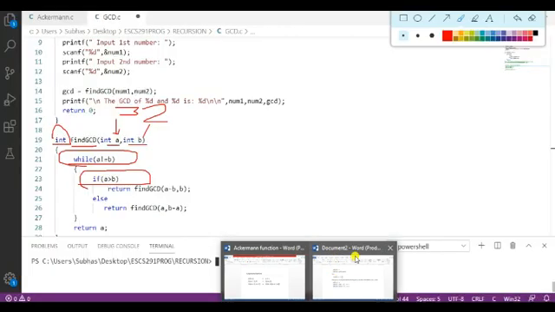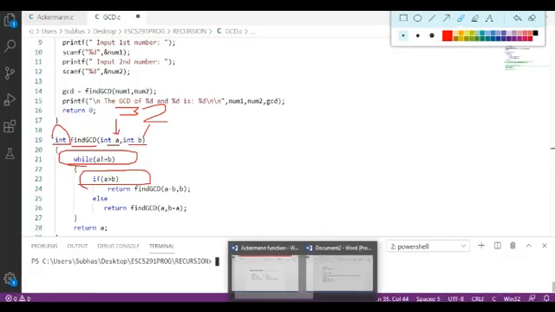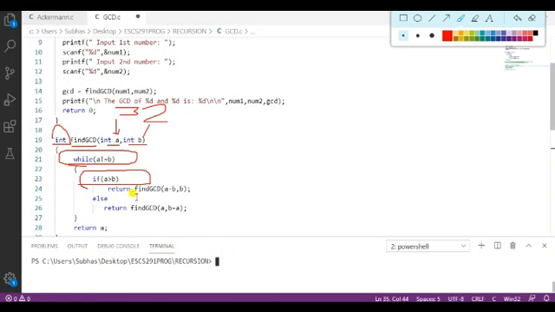If A is greater than B, the first formula, we have to call the recursive function GCD of A minus B comma B. I have just used this formula for A minus B. Else if B is greater than A, I have to call A comma B minus A. I have just put the formula, and I will explain what will happen.